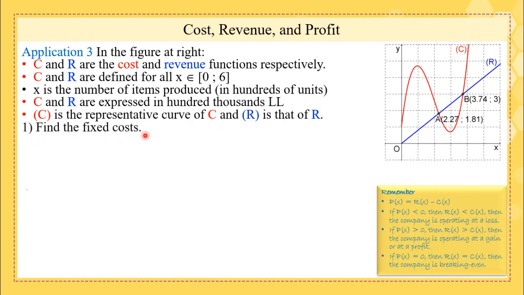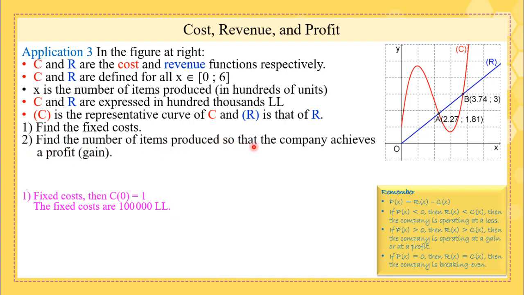1. Find the fixed costs. Fixed costs are C of 0. We find it graphically at x equal to 0. The graph C is at a point of abscissa 1, as shown in the figure, means that C of 0 equal to 1. Thus, the fixed costs are 100,000 Lebanese lira.